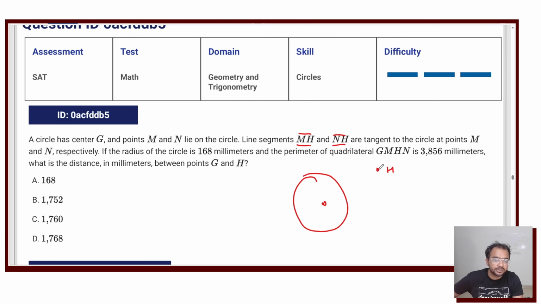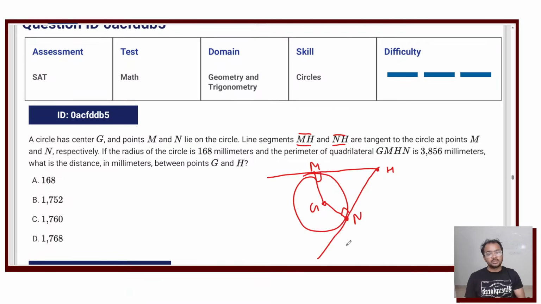If you have this point H here in the exterior of the circle, only then two tangents can be drawn. So one of them ends at M and the other at N. So these MH and NH will be the tangents. If you join M to this G point, that will be the radius. N to G, that will also be radius. We know radius and tangent will be 90 degrees. So by reading this information, we can draw this kind of figure.